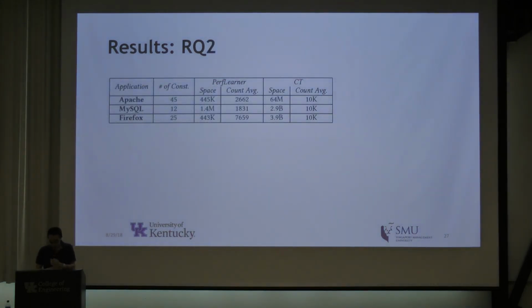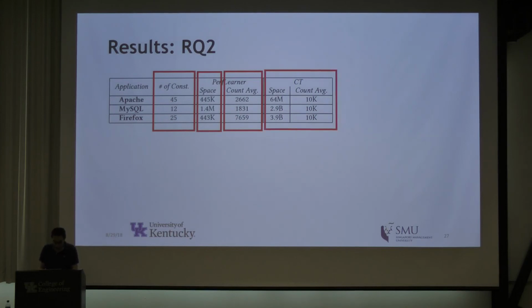This table shows the result for research question 2. In the second column, it shows the number of constraints that we use in each application to reduce the number of test input combinations. The space column indicates the size of the space of combinations of the test frame elements. The comp average shows the number of iterations that each method takes to generate the ground truth test frame.